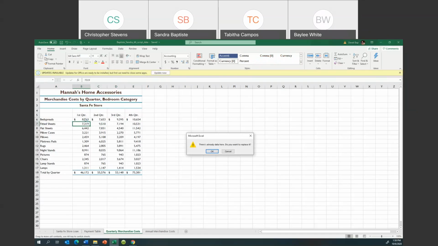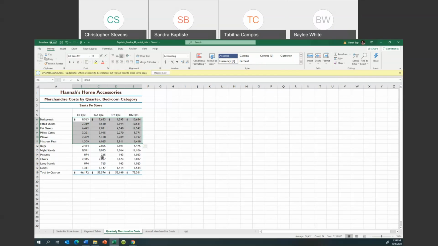So B6 to E11. Yep. That's all the stuff that has to do with bedding. As you'll notice, you got bedspreads, fitted sheets, flat sheets, pillowcases, pillows, and mattress pads. That's everything that has to do with your bed, right?